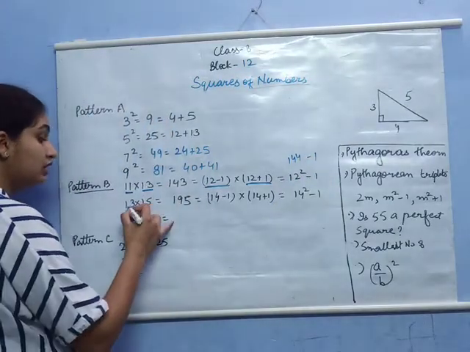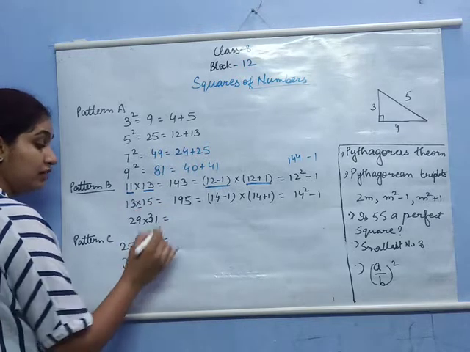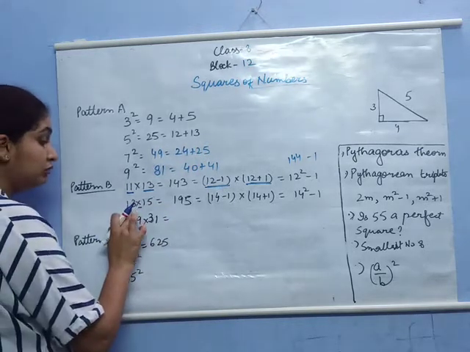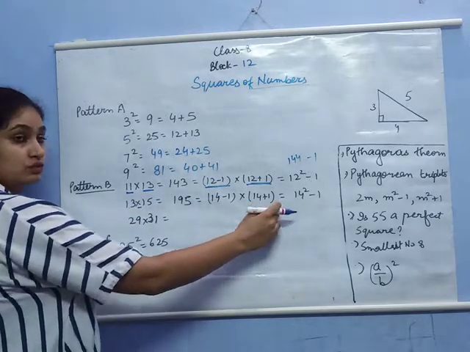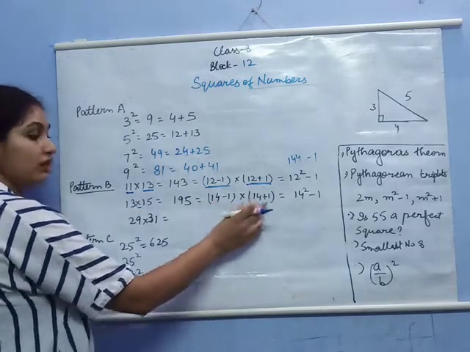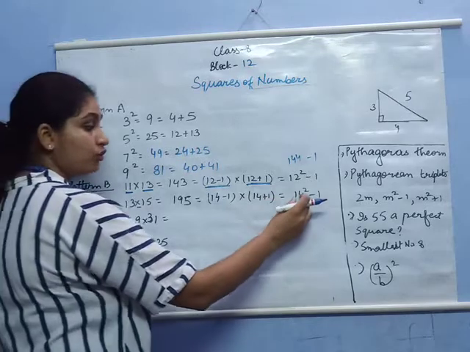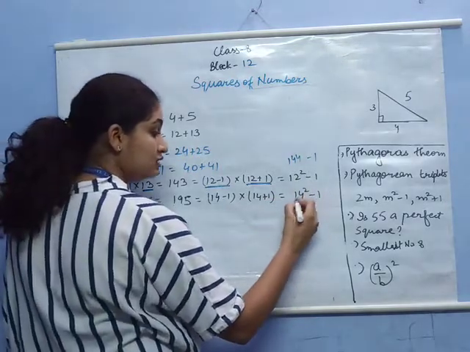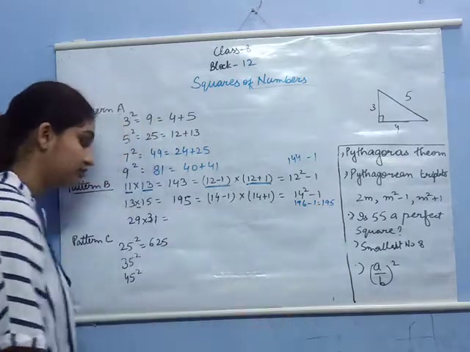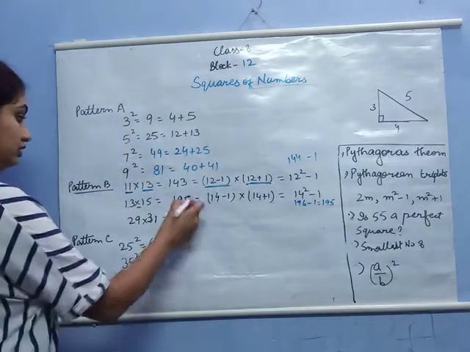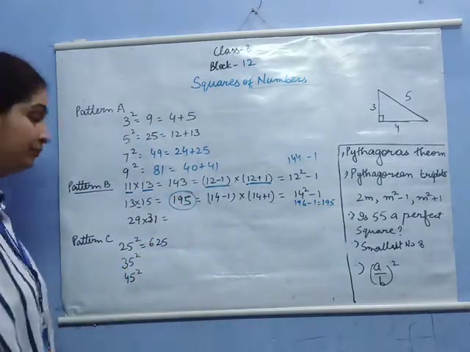12 square is 144, minus 1, 143. Now 13 into 15. What is there in between? 14. 13 can be written as 14 minus 1, and 15 can be written as 14 plus 1. So 14 minus 1 times 14 plus 1 is 14 square minus 1. That is 196 minus 1, which is 195.